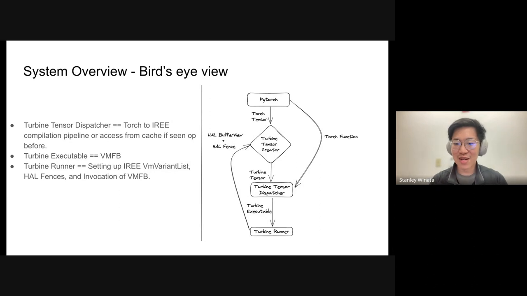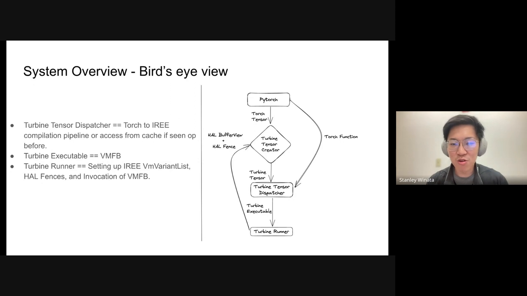And once you have a Turbine tensor, you can apply Torch functions on it, like torch.add or torch.matmul, or you could even do a .to on an NN module. Say you have a whole network, you do a .to. And then if you have an input to a model and do a .to on that as well, and you apply a forward function on it, it'll go through the Turbine tensor dispatcher.